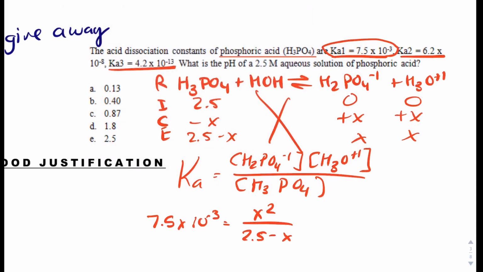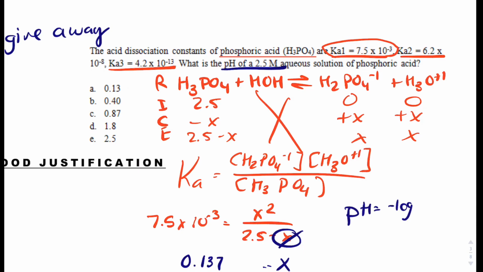We can use the 5% rule, and to speed things up, I'm going to solve for X, so you might need to pause the video to make sure you can solve for X. So 7.5 times 10 to the minus third times 2.5, and then 1 divided by 2. My X is 0.137. And it wants to know what the pH is. So notice, they give me something that is X, but that's not the pH. I've got to take the negative log.